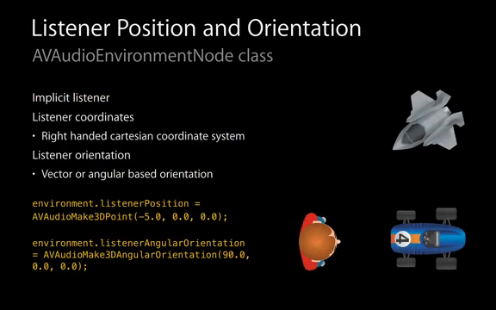Let's now move on to the environment's attributes. So every environment has an implicit listener, and the listener has a position and an orientation. The position is specified using the same coordinate system, and for the orientation, you can specify it using either 2 vectors, a front and an up vector, or 3 angles, yaw, pitch, and roll.